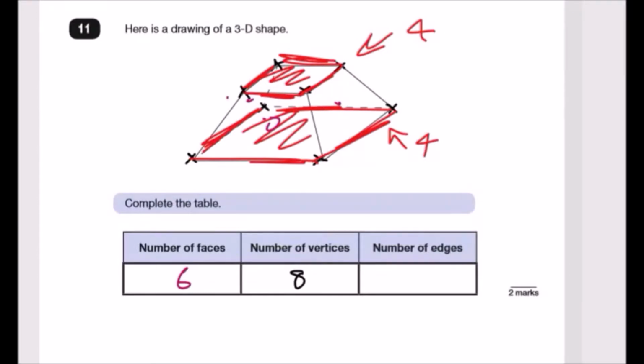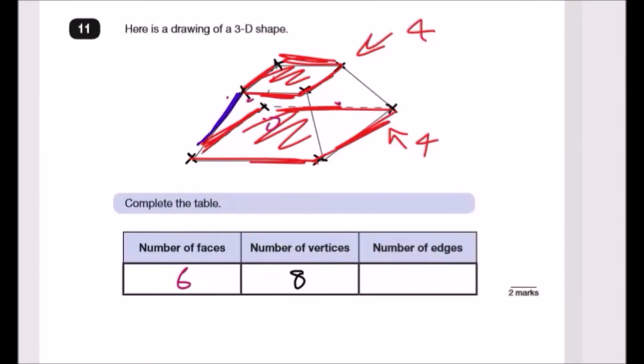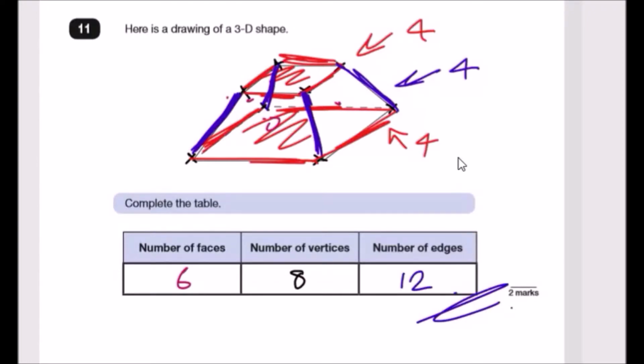Now you should also consider the lines going downwards. So let me change the color. We also got this one, so there's another edge here, another edge here, and of course going down to the base. So this one is also 4. So altogether, we have 4 plus 4 plus 4, which is 12. That's it. That's pretty much everything done.